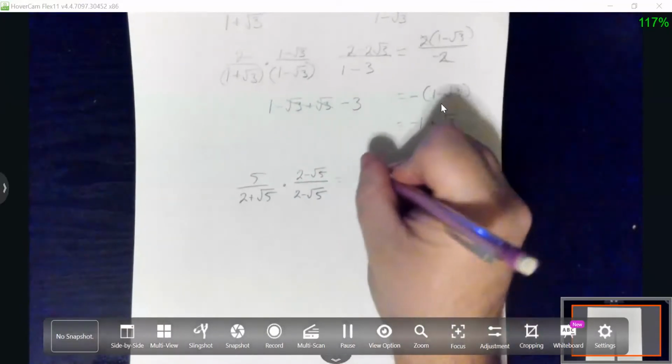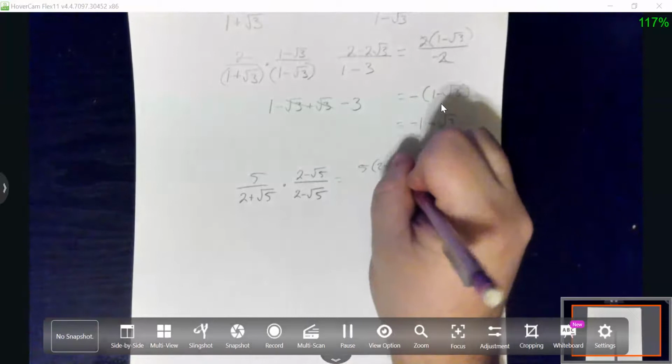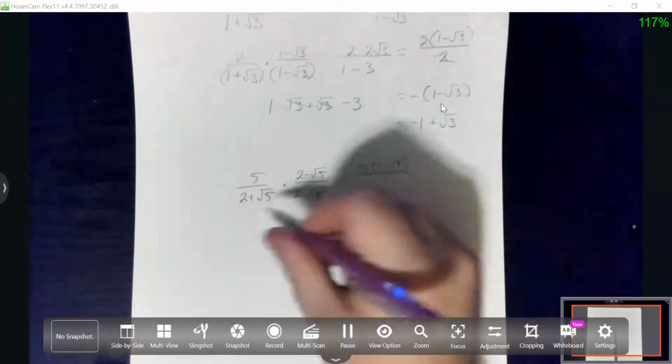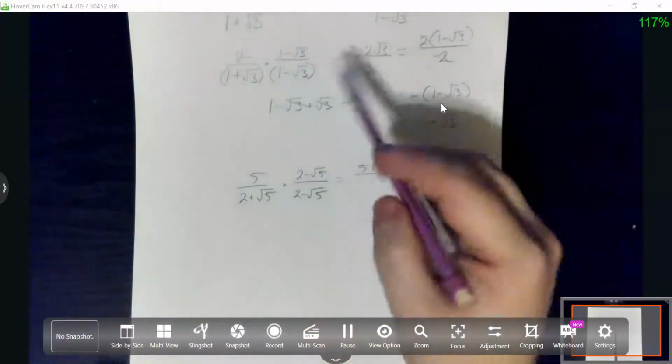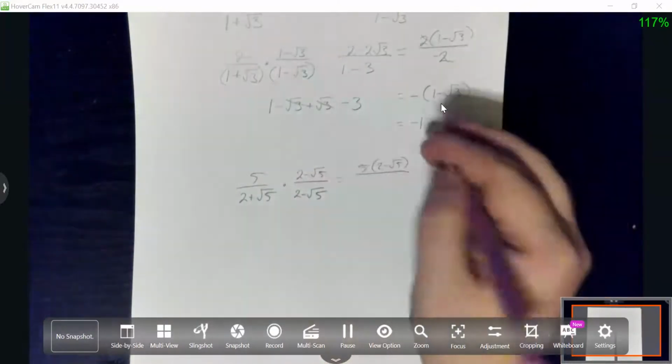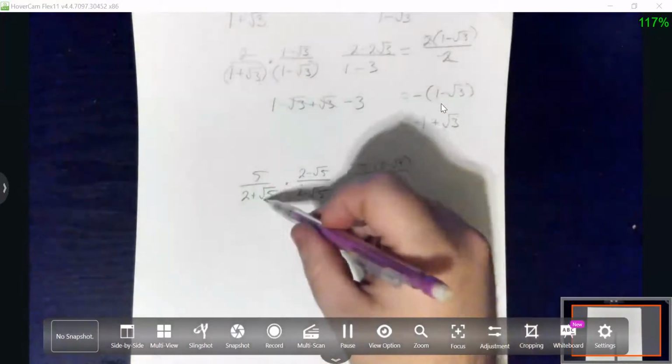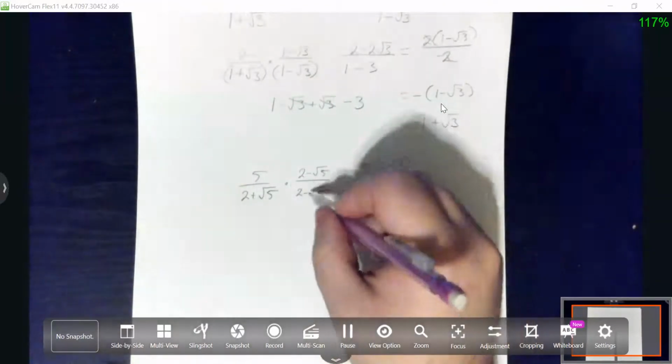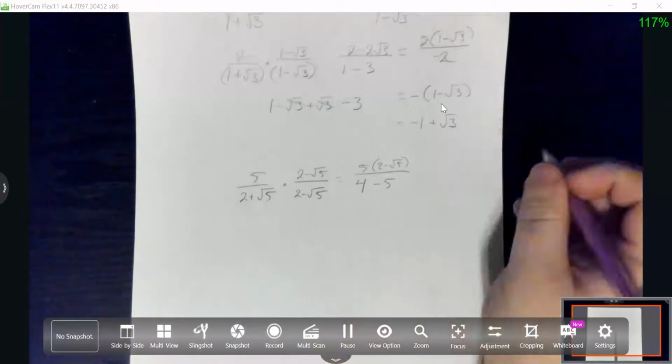Doing so, on top, I just have 5 times 2 minus root 5. I'm not going to bother simplifying yet. On the bottom, again, we're going to get a difference of squares, just like we did up here. The middle terms will cancel out. So 2 times 2 is 4. Square root of 5 times square root of 5, and it's a minus, would be a minus 5.